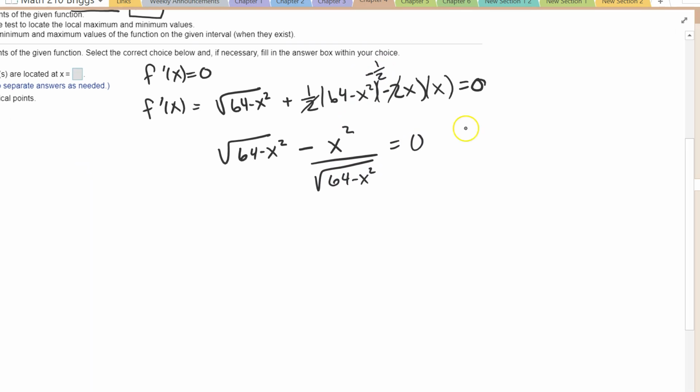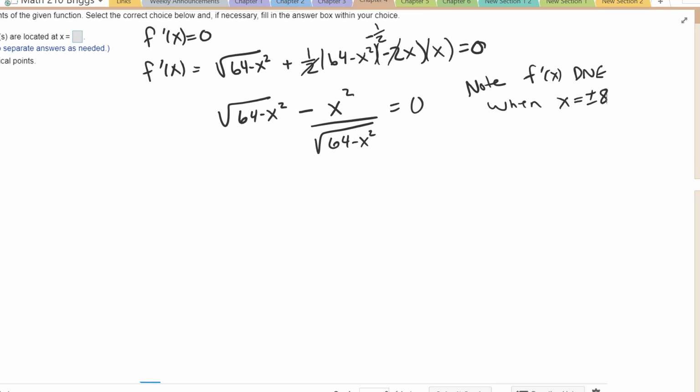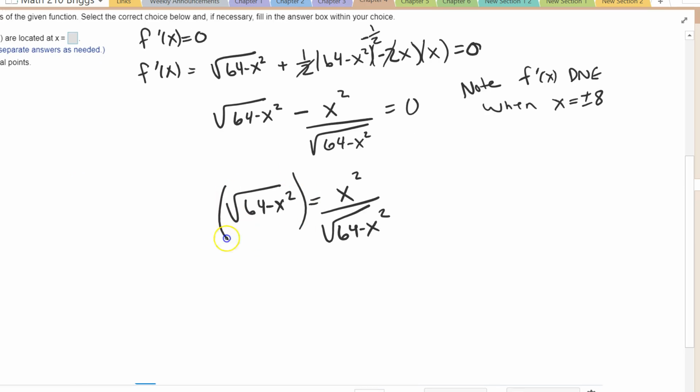So here we want to take note that f prime of x does not exist when x equals plus or minus 8. So it's also going to be a critical point when the derivative of the function doesn't exist. But if I manipulate this and add this term to the right side, I have the square root of 64 minus x squared equals x squared over the square root of 64 minus x squared. Now, the way this is set up, looking at the domain, the left side is positive and the right side is positive.